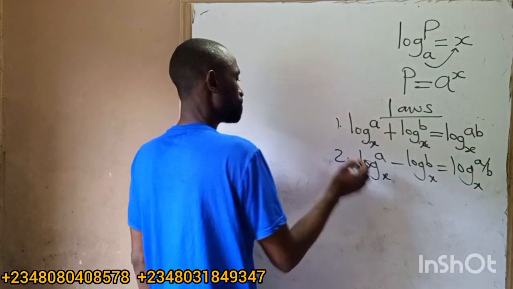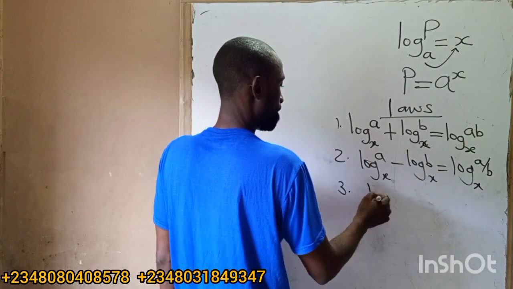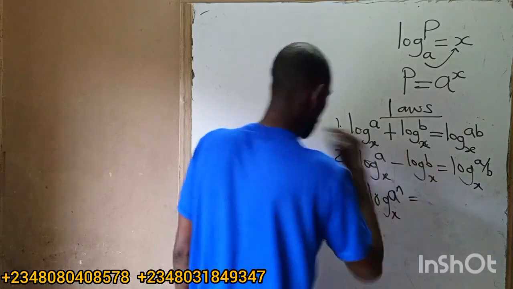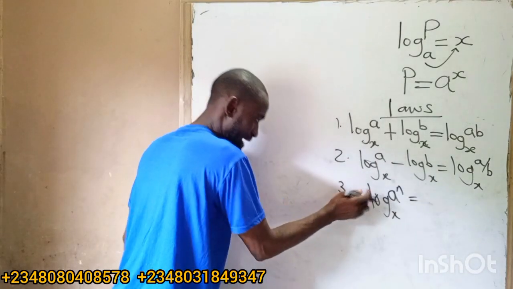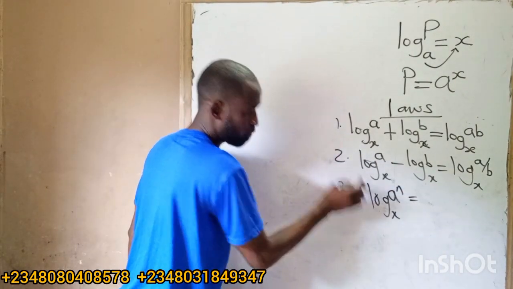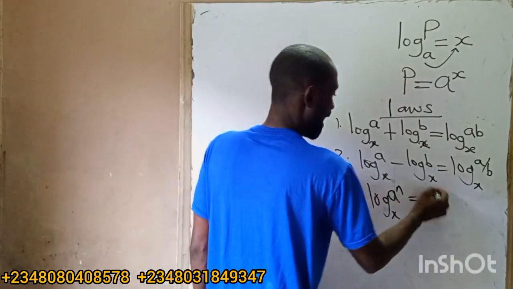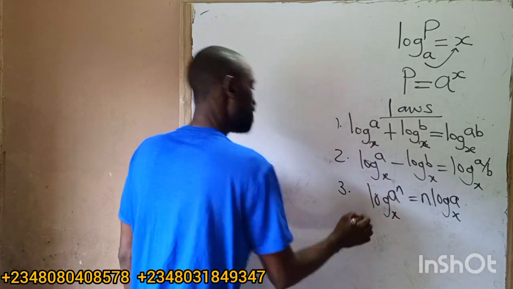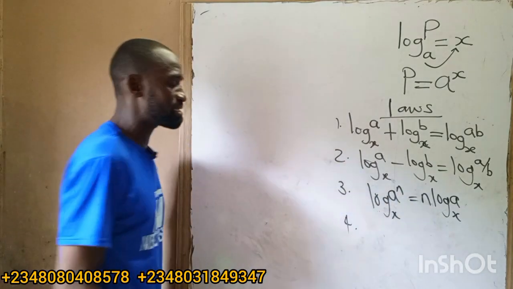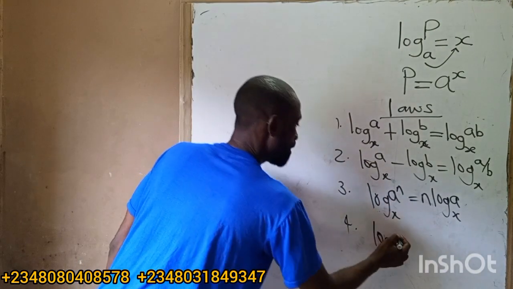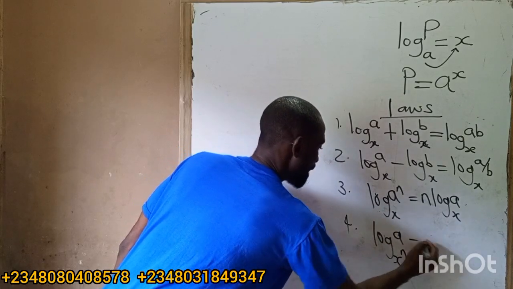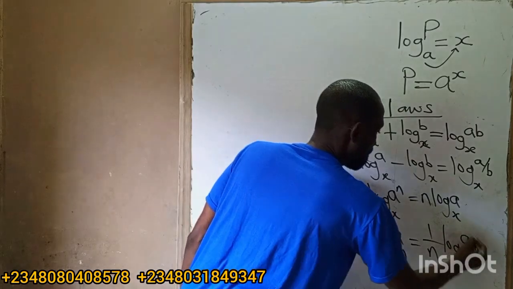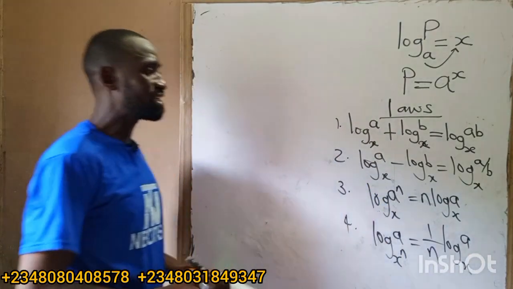So the third one, log of a raised to power n base x is equal to, this power will come to this side. I will use this power here to multiply this logarithm. So I'm having n log a base x. So if that power is in the base part, if I have log of a base x raised to power n, our answer will be equal to 1 all over n log of a base x. These are the laws under logarithm.